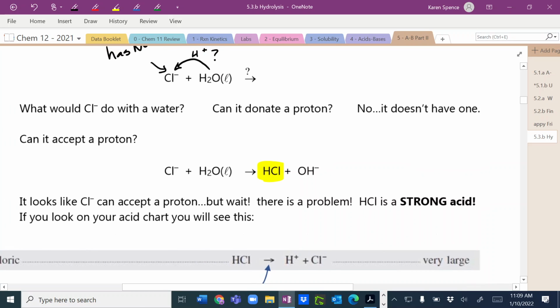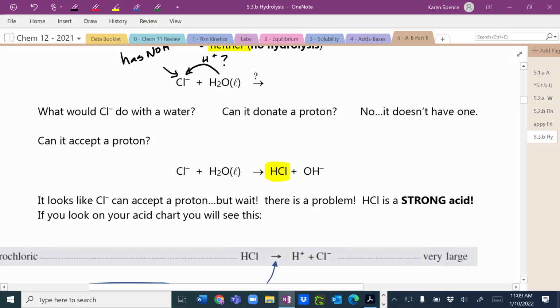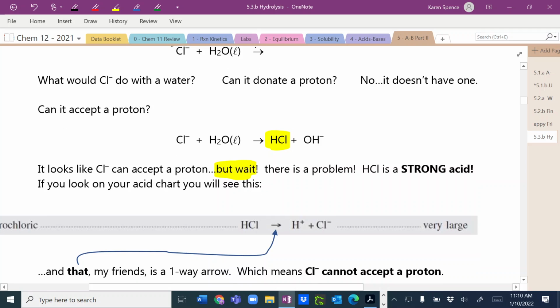So it looks like chloride can accept a proton, but wait, there is a problem. And that problem is that HCl is a strong acid. It is up in that gray zone. And what kind of arrow do we have? We have a one-way arrow. So, is it possible for H+ to stick itself onto Cl-? And the answer is no. So this cannot happen.